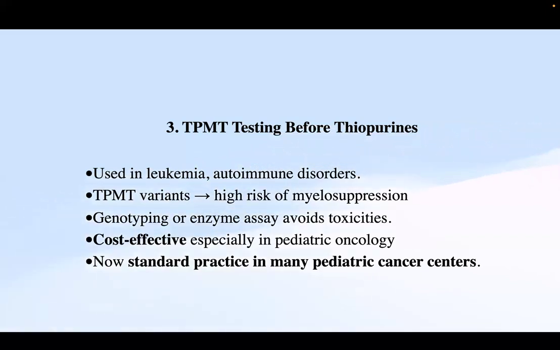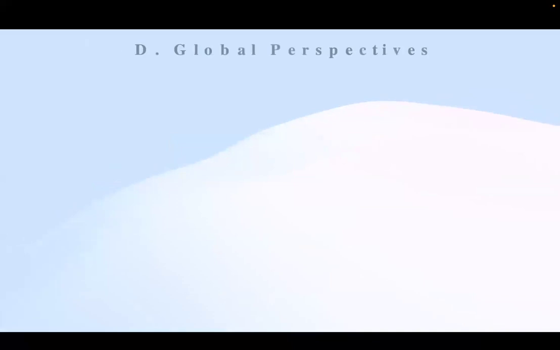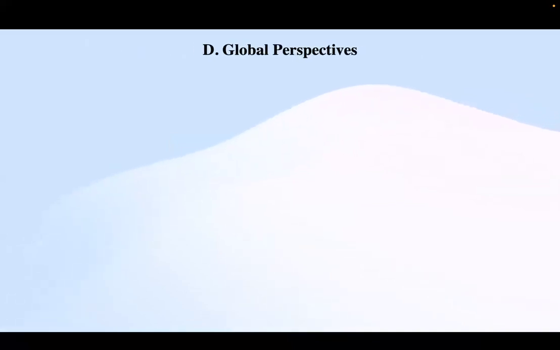Also, genotyping or an enzyme assay can avoid toxicities if you go for TPMT testing before thiopurine. It is cost effective, especially in pediatric oncology, and now it is a standard practice in many pediatric cancer centers. So this is being widely used. My point behind putting this example is that you need to understand what is commonly being practiced now and what is coming in the future. So you can work on the problem. That is what TPMT is.